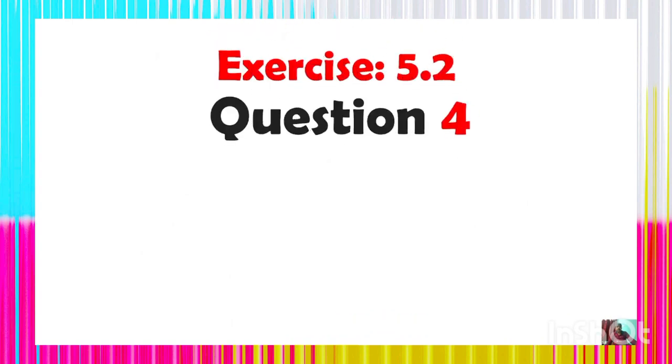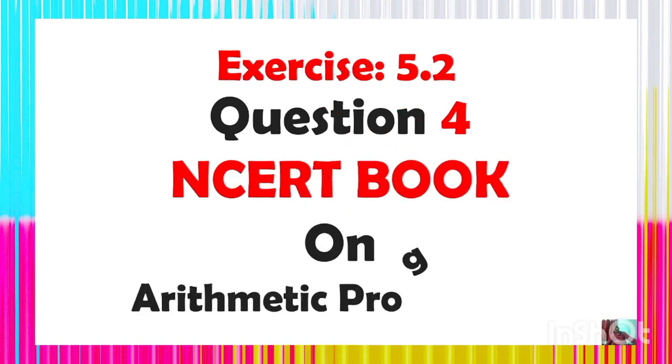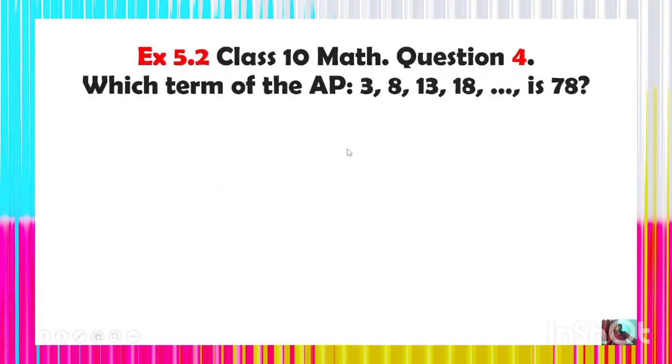Here you see exercise 5.2, question number 4, NCERT book, based on the concept of arithmetic progression, right? Understand? Look at the problem here. It says, which term of the AP 3, 8, 13, 18 is 78?